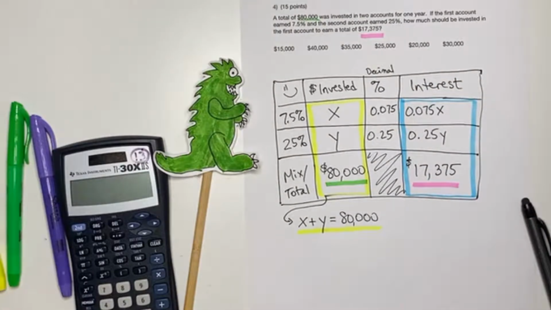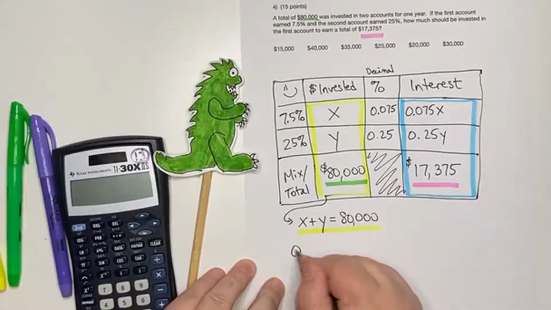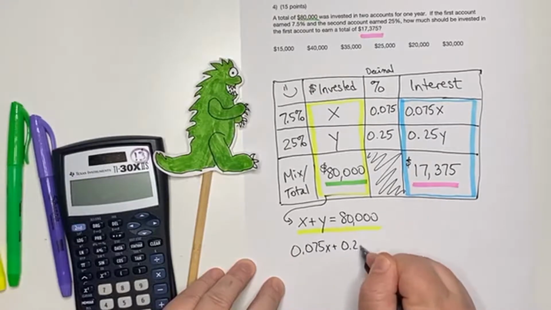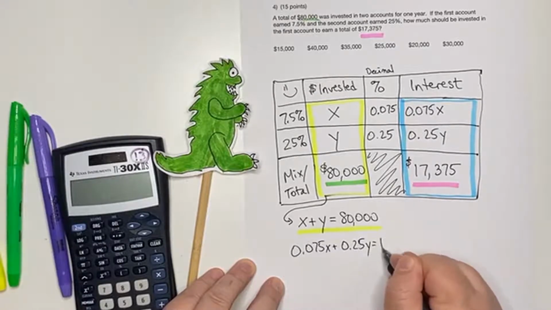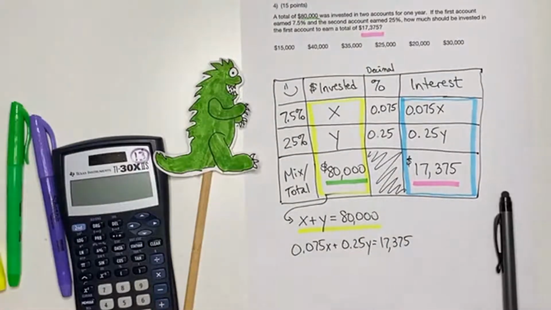Okay, second equation is going to be right here. 0.075x plus 0.25y equals 17,375. That's this guy.